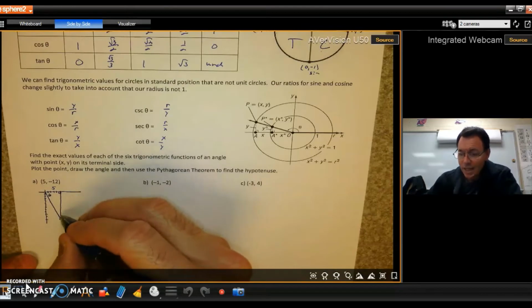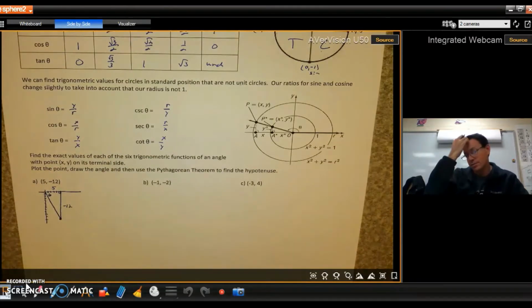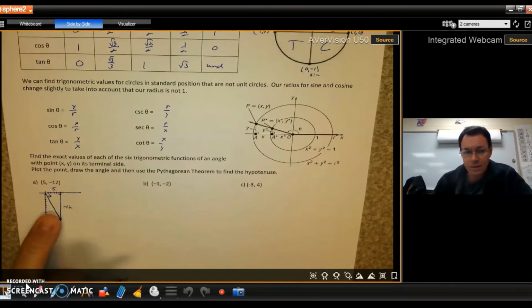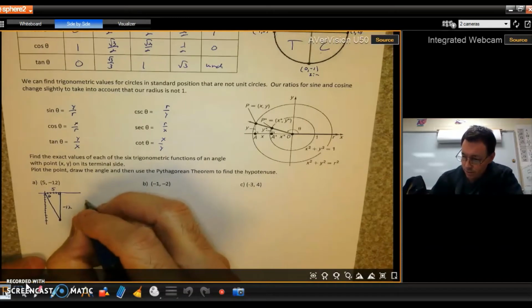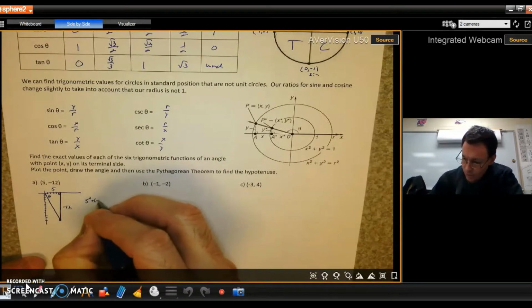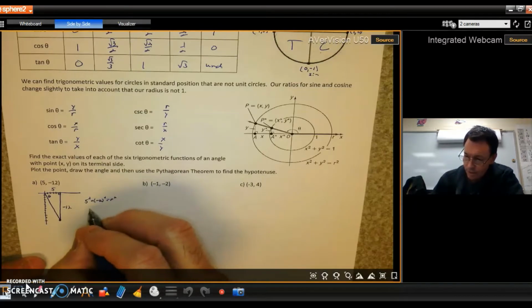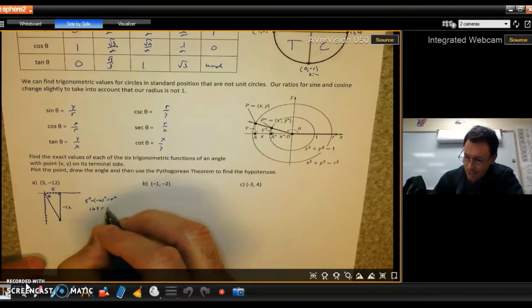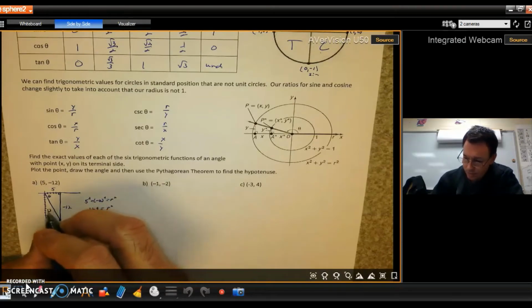We know technically this side is negative 12 because we went down 12. And then I could just use the Pythagorean theorem to find what this hypotenuse is. So 5 squared plus negative 12 squared equals r squared. This should be 169, so r is 13. So that's our other side.